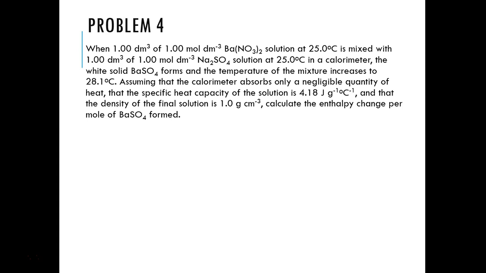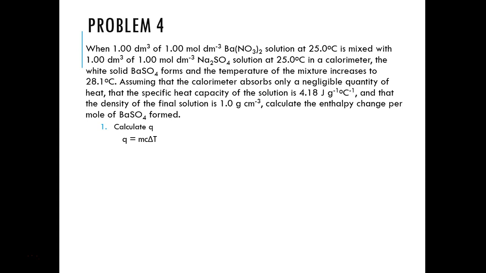Okay, so let's start by calculating Q. Now, we're going to use Q equals m c delta T, but this isn't quite as obvious as some of the other problems. We're talking about the whole solution. We know we're going to use the specific heat capacity of the solution as 4.18, and delta T is pretty easy because both of the initial solutions were at 25, and it went to 28.1. Mass is a little bit trickier.